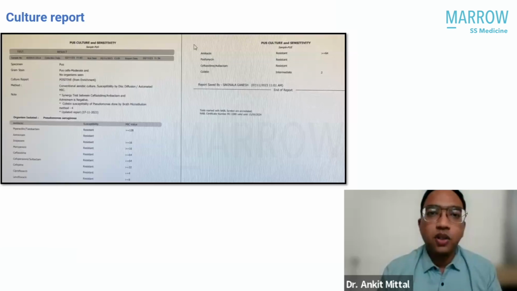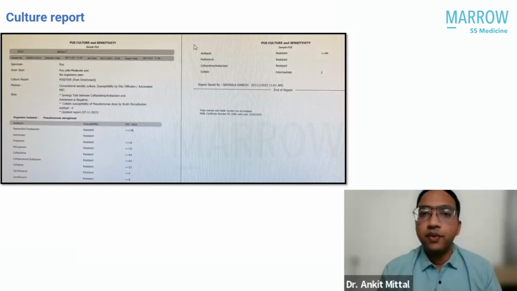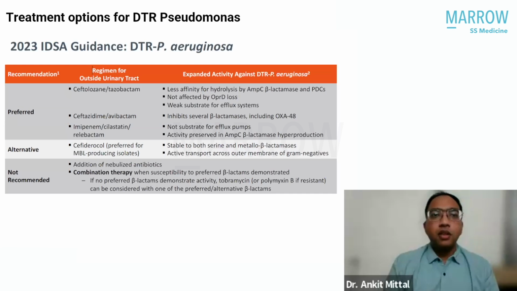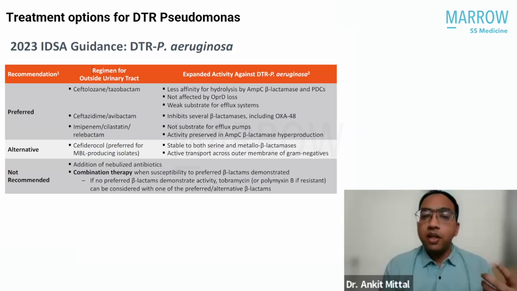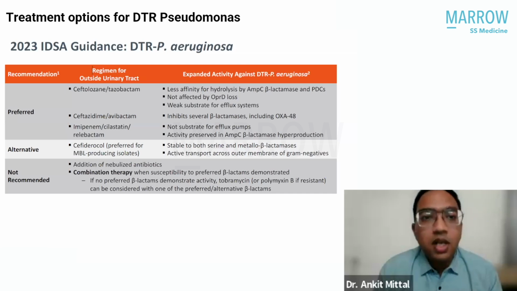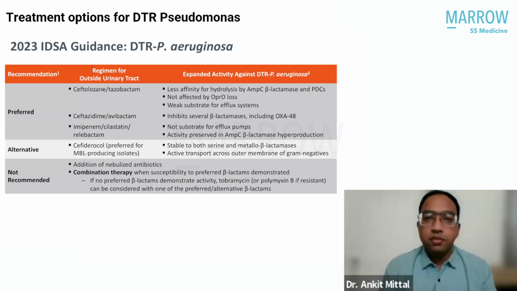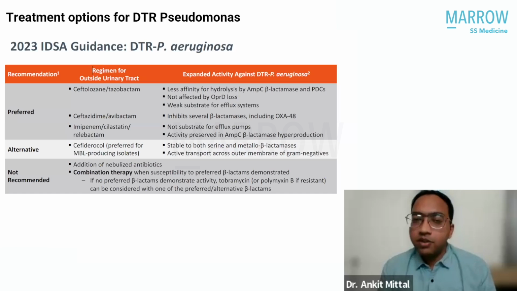Okay, so let's discuss what the recommendations say about managing drug-resistant or difficult to treat resistant Pseudomonas infection. The 2023 IDSA guidelines have divided into preferred and alternative treatment regimens. Till now we were talking about Enterobacteriaceae, where the major mechanisms of resistance are usually beta-lactamase production, be it AmpC or metallo-beta-lactamases. But for Pseudomonas, even efflux pumps become very important. In this case, the guidelines say that you have 3 options: ceftolozane tazobactam, ceftazidime avibactam, and imipenem relebactam. Now, imipenem relebactam is not available in our setting, so we are left with ceftolozane tazobactam and ceftazidime avibactam.